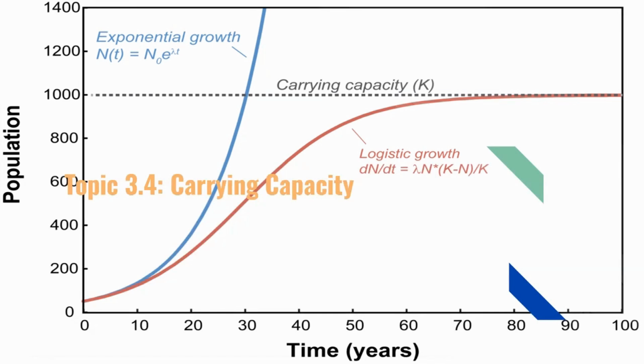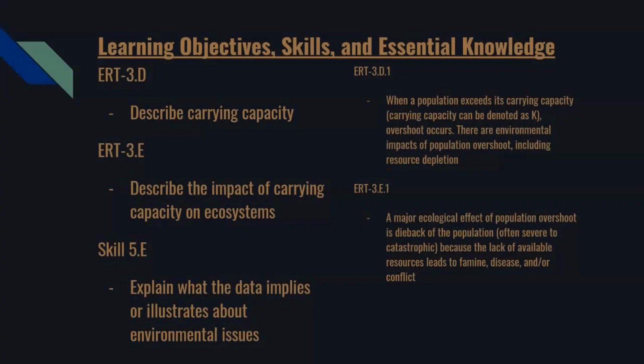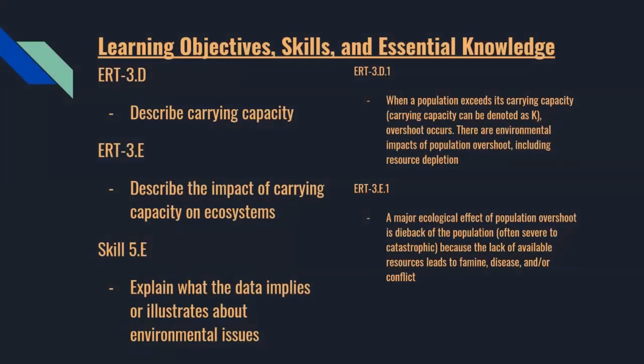In today's video lesson, we're going to be talking about topic 3.4, carrying capacity. Now, this is a topic that you've been introduced to in living environment. We are going to take it a step further in environmental science. For our learning objectives today, we're going to be able to describe carrying capacity, but also describe the impact of carrying capacities on ecosystems. As for the skill we're going to be practicing today, we're going to be looking at a lot of data and we're going to explain what that implies or illustrates about different environmental issues.